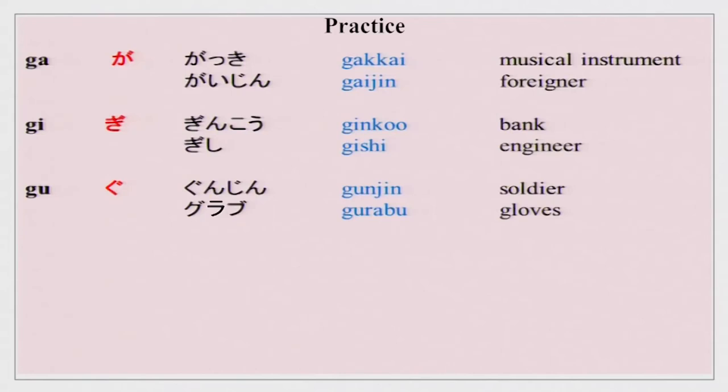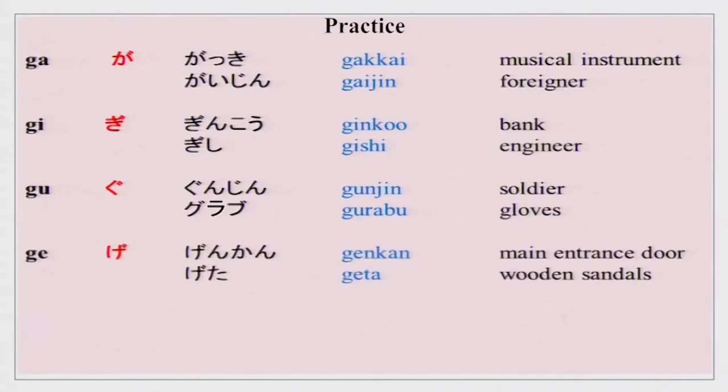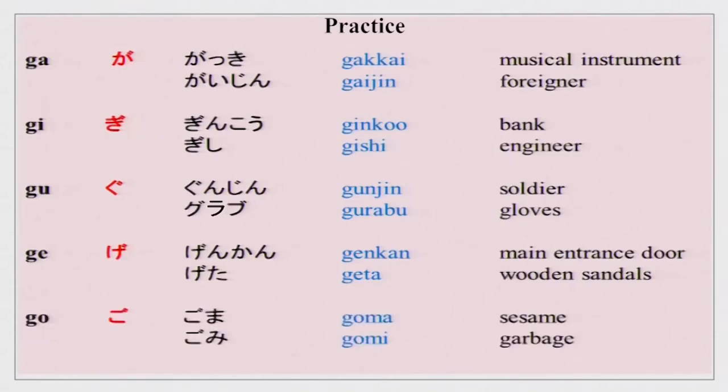Gu, gunjin. Gunjin is a soldier. Guroobu, gloves. You will notice that this is written in katakana because it is a foreign word. Ge. Genkan. Genkan is the main entrance of the house, the main door of the house. Geta. Geta is wooden sandals which the Japanese wear. Go. Go is goma, sesame, and gomi. Gomi is garbage.